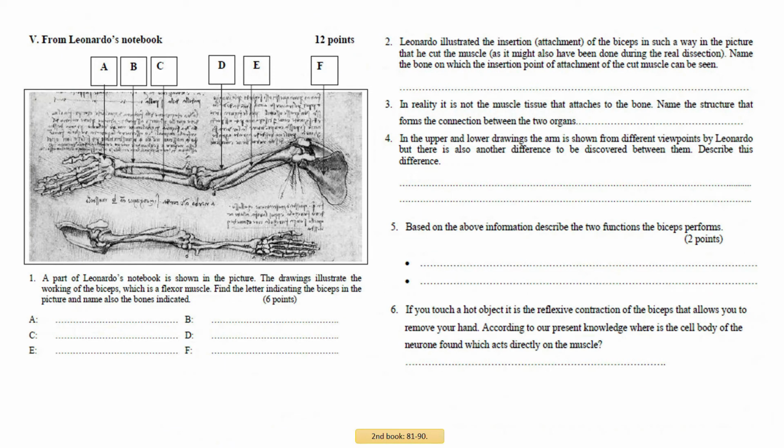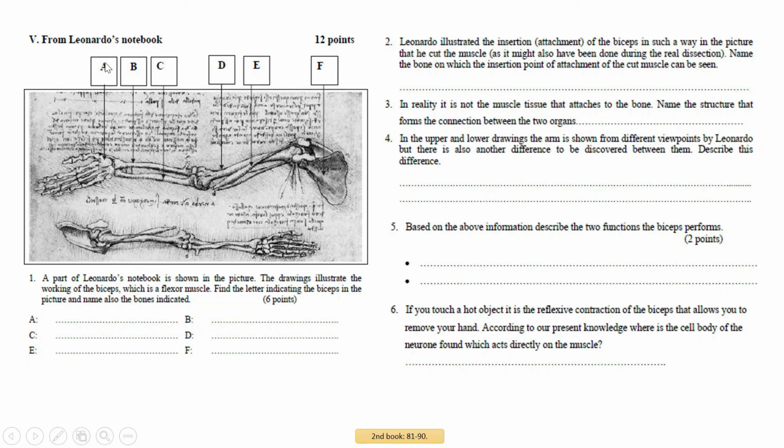From Leonardo's notebook. A part of Leonardo's notebook is shown in the picture. The drawings illustrate the working of the biceps, which is a flexor muscle. Find the letter indicating the biceps in the picture and name also the bones indicated.